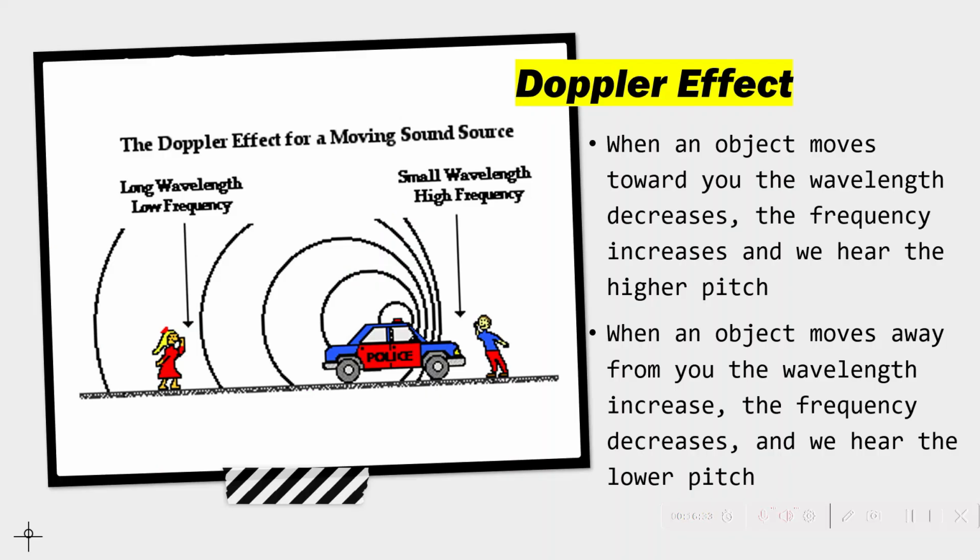The Doppler effect. When an object moves towards you, think about when you're hearing a siren, what happens to the pitch? As it comes closer to you, you do hear it get louder, but the pitch is getting higher, okay? That higher pitch means it's a higher frequency and the wavelength is decreasing. And then when the object passes you, the wavelength increases and the frequency decreases, and then you hear the lower pitch.